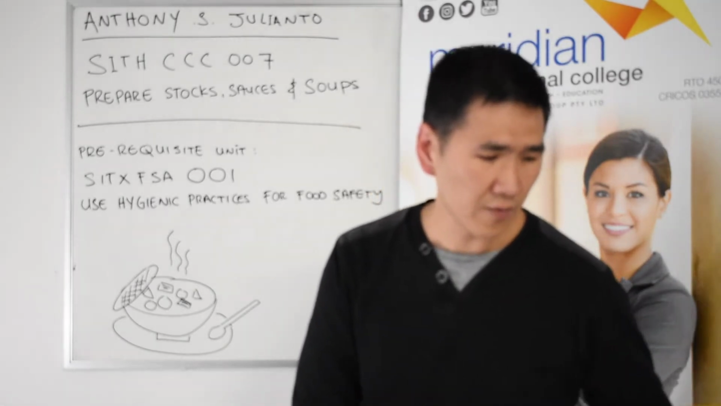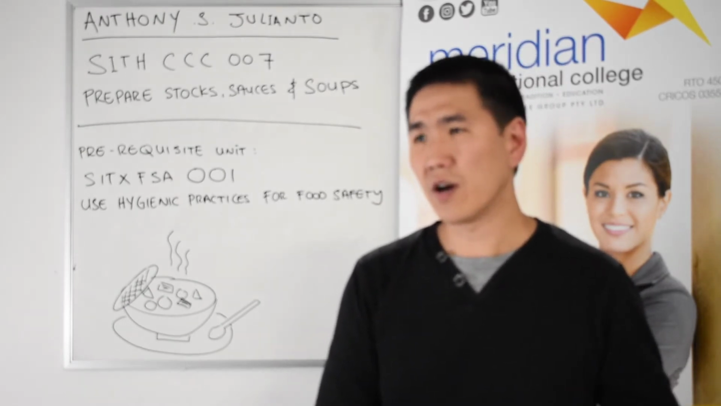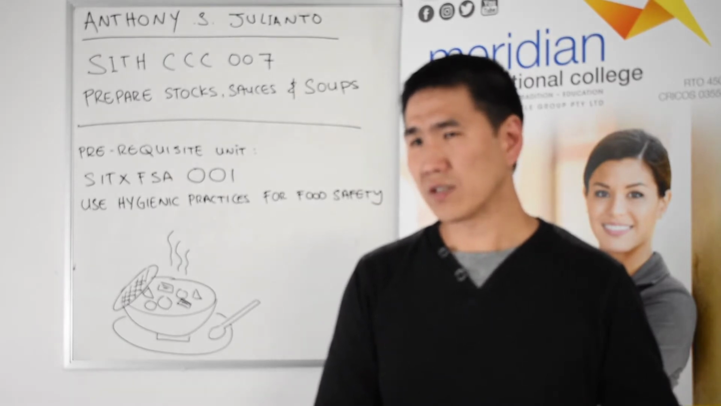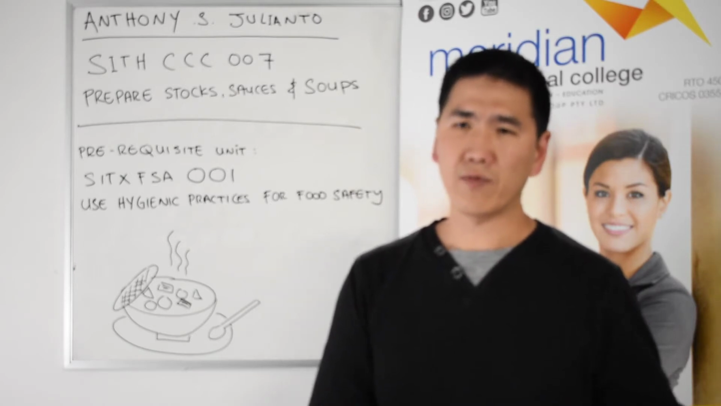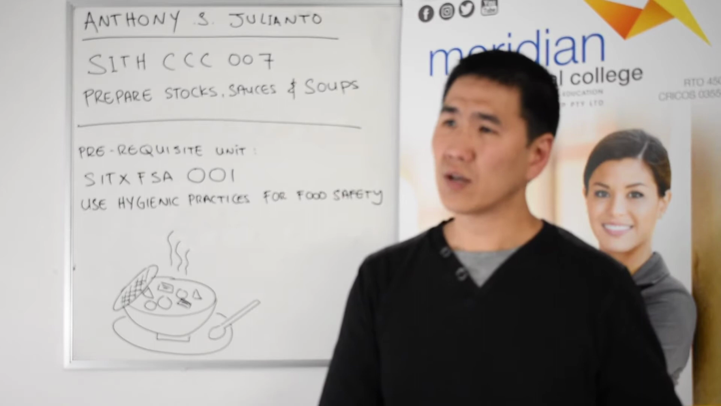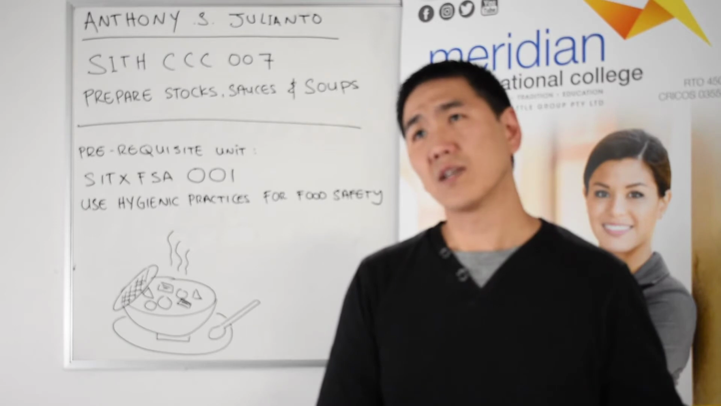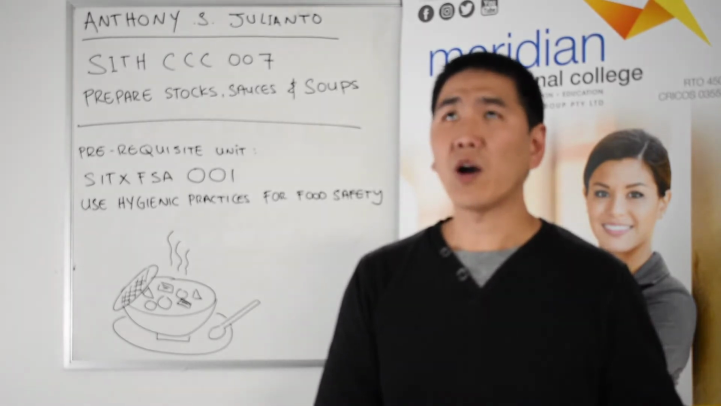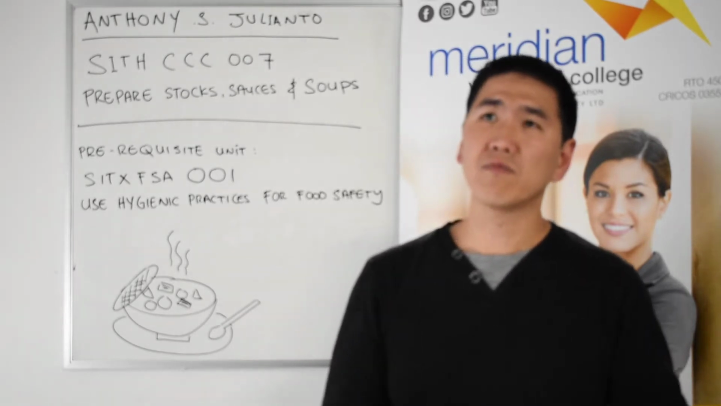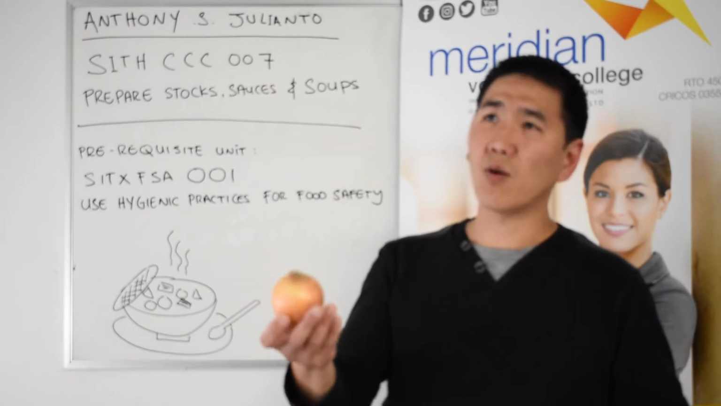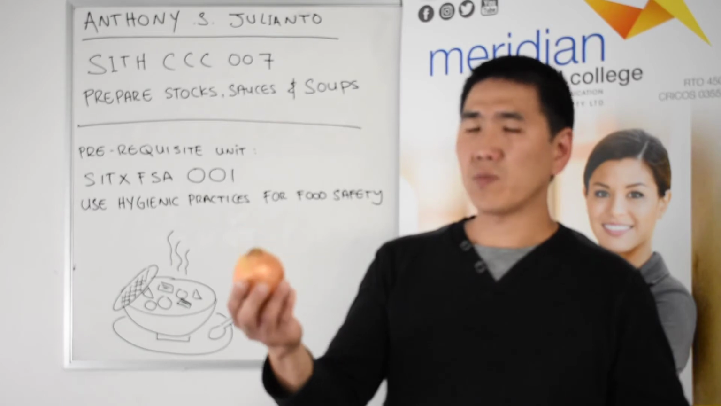So one of the parts of your food production requirement is obviously to receive goods. Now, with stocks, soups and sauces, your ingredients include a variety of things from bones to farinaceous products to dairy products, eggs, meat products, various vegetable products. So how do you know what to check? So obviously when you receive a carrot or an onion or a celery or your bones, you need to make sure that the product is at optimal condition.